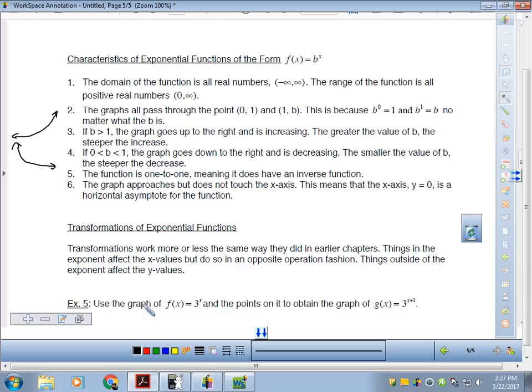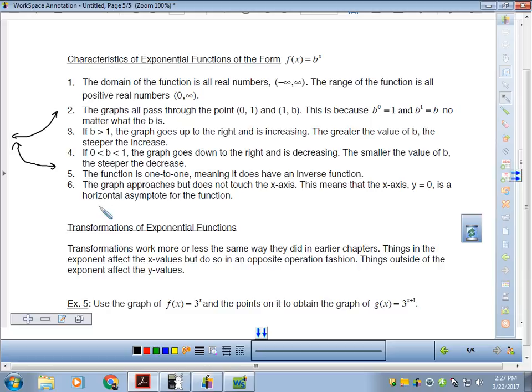And then the last thing is the graph approaches but does not touch the x-axis. The real reason behind that is there is a horizontal asymptote there at y equals 0. Now again, if your graph is transformed, if it gets shifted up or down, then that asymptote would move, and it wouldn't be y equals 0 anymore.